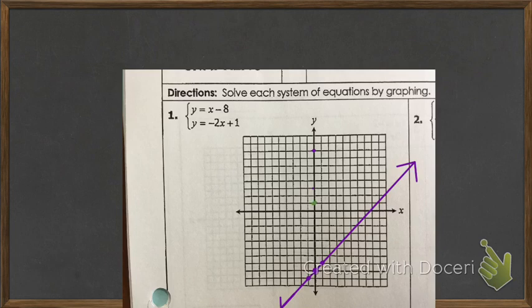Okay, the next one. I have a y-intercept of 1 and a slope of negative 2. And again, sometimes I like to do multiple dots on these because sometimes it's hard to see where they cross.